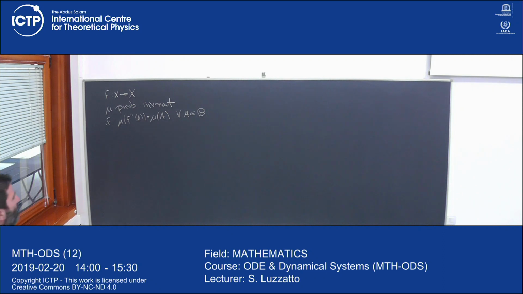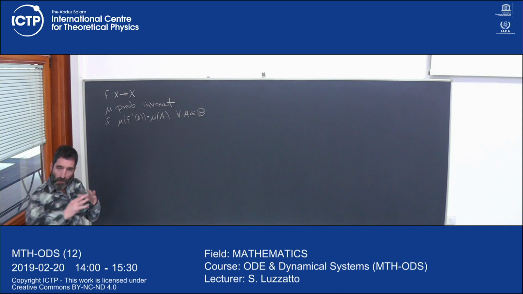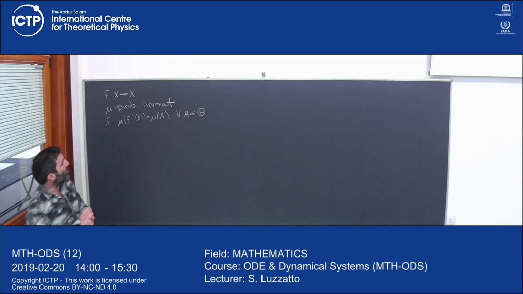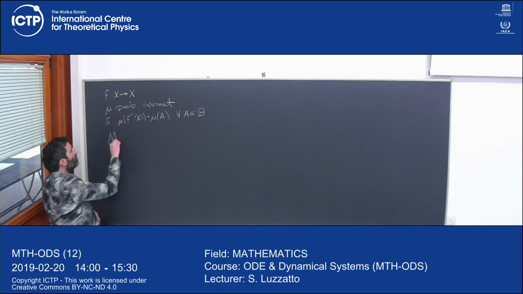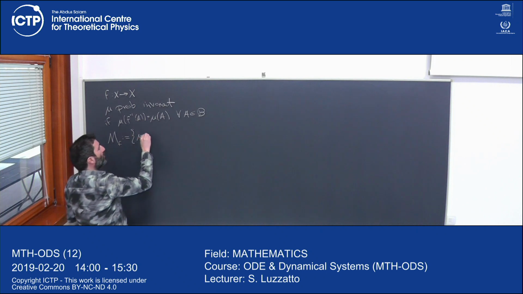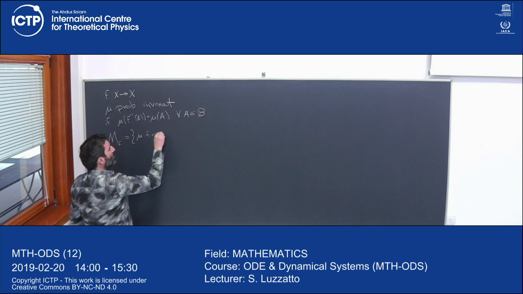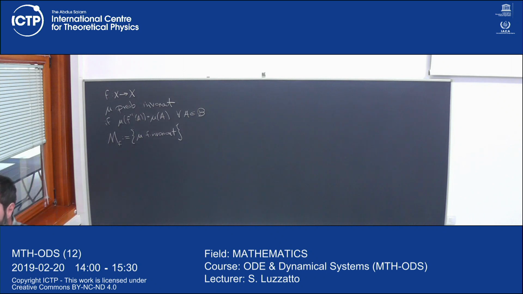Now we're going to prove the Krylov-Bogolyubov theorem that says that if you have a continuous map on a compact metric space, an invariant measure always exists. And the theorem is not so difficult, but it's an opportunity to introduce some ideas and some tools and some notions related to invariant measures. So one of them is the space, let's call it M_f, equal to the space of all μ f-invariant measures. Okay, so we don't know what this space is a priori.